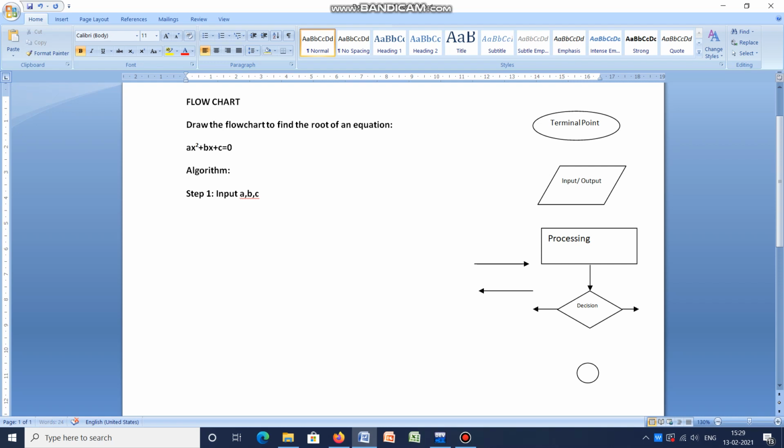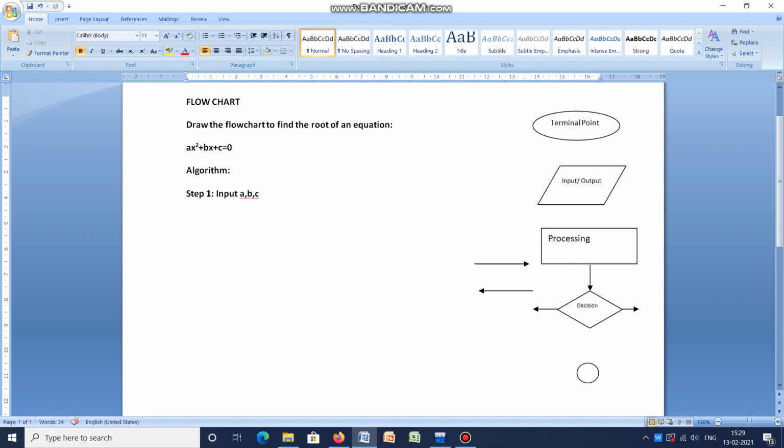Once input is taken, I have to check one thing, because I know that minus b plus minus root of b square minus 4ac is the root of this equation. Whether b square minus 4ac is greater than 0 or less than 0 is a very important factor. If it is less than 0, then certainly imaginary roots are present. If it is not so, then obviously real roots are present, and the process will be different.